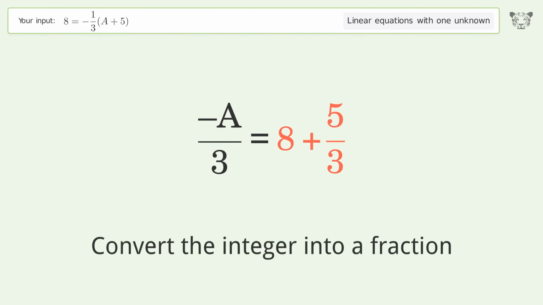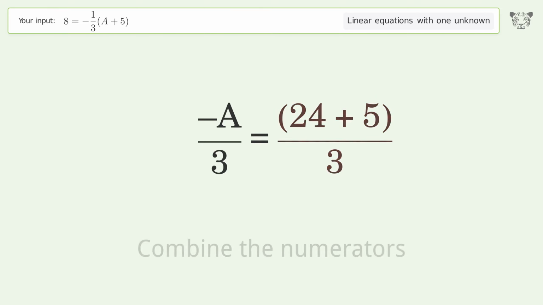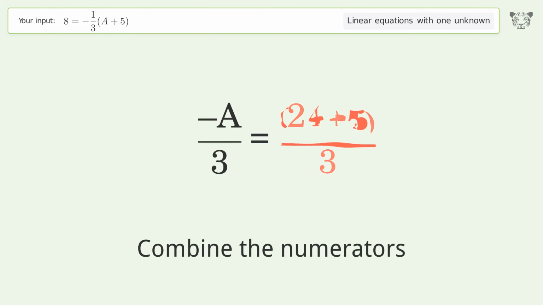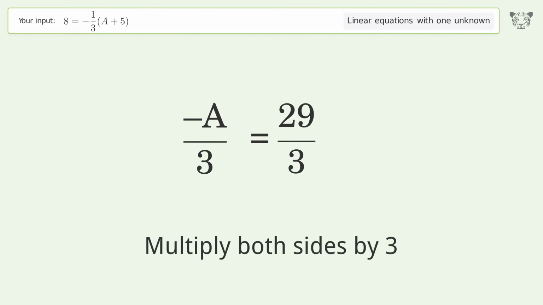Convert the integer into a fraction. Combine the fractions. Combine the numerators. Isolate the a. Multiply both sides by 3.